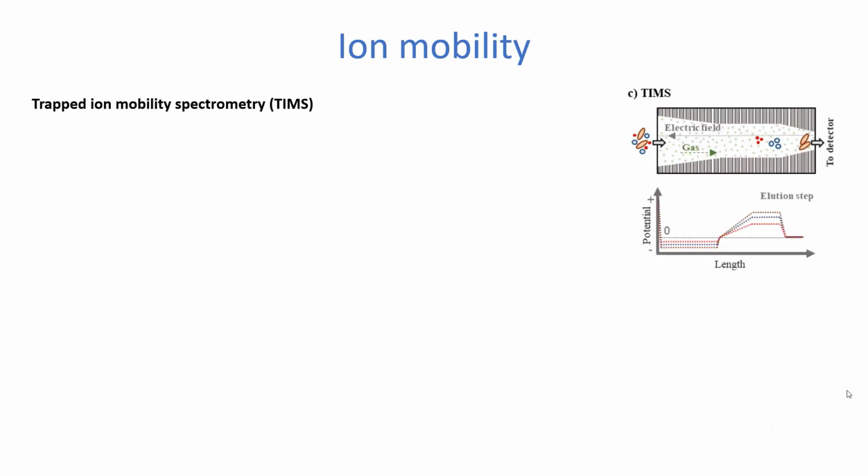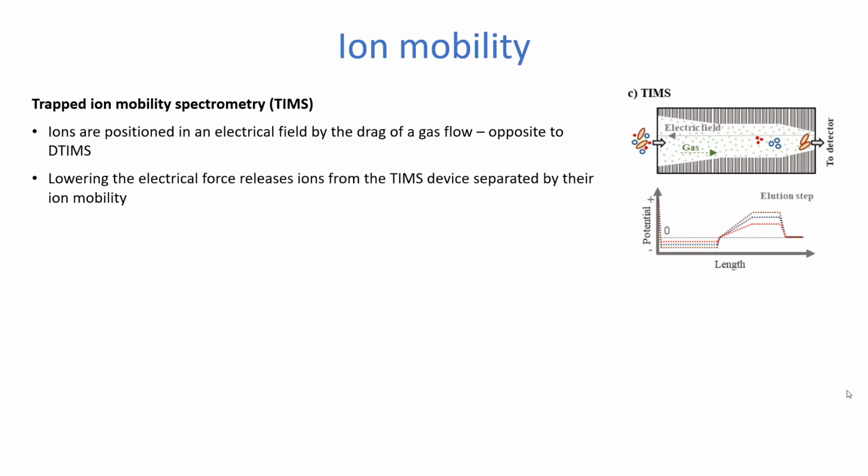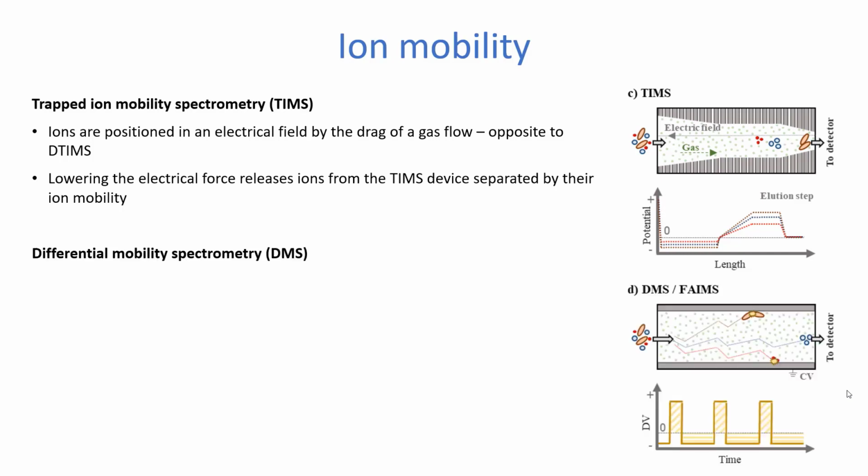All right, then there's trapped ion mobility spectrometry. So here, the trap is shaped in a different way, sort of like a funnel. And in addition to the traditional drag of the gas flow, you also lower the electrical forces. So in fact, the ions come out in a slightly different way. So this is opposite to DT IMS. So basically, I think the larger molecules come out first, and then the smaller ones come out at the end. It doesn't say that there, but I should say that more explicitly.